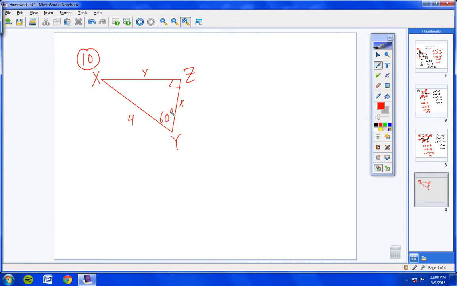Are you ready? Step 1 says, see if you have a special triangle. Oh, we do. Sweet. Look at this. We have a 90 and a 60, so we know this has to be a 30. Oh, that is so helpful. So we have a 30, 60, 90 triangle. What do we know? Hypotenuse is twice the shorter leg. The longer leg equals the shorter leg times the square root of 3, and the shorter leg equals the longer leg divided by the square root of 3.